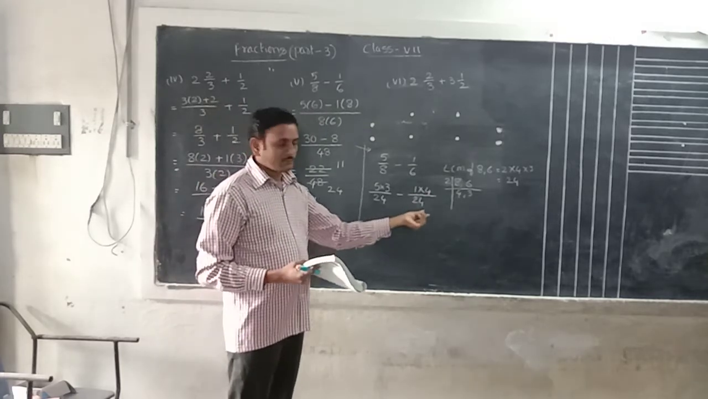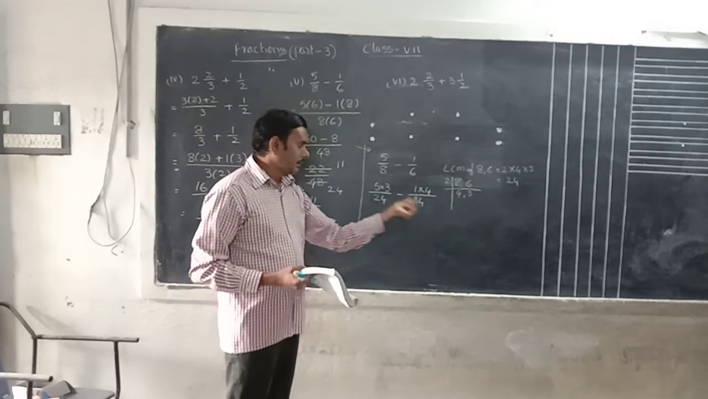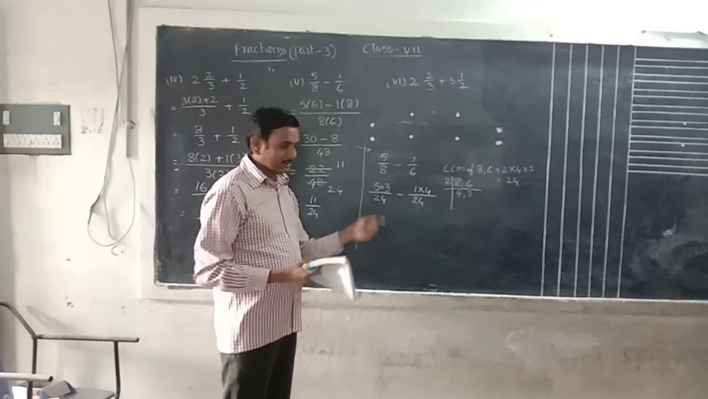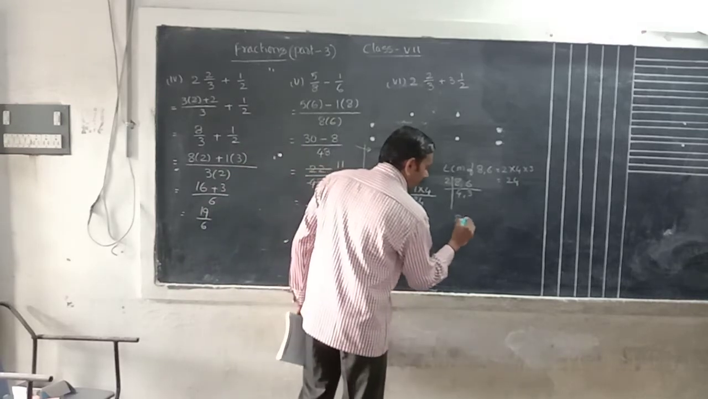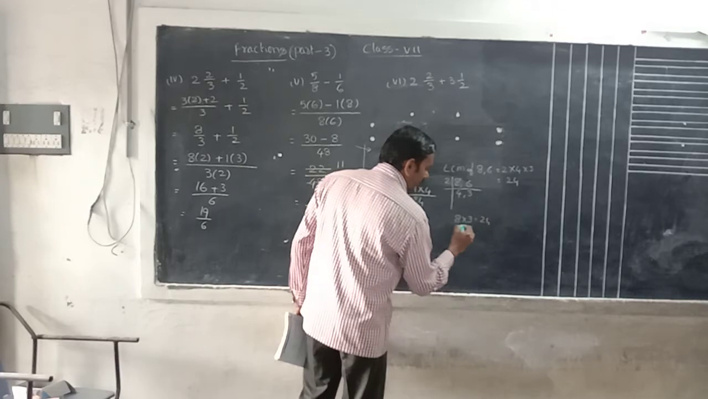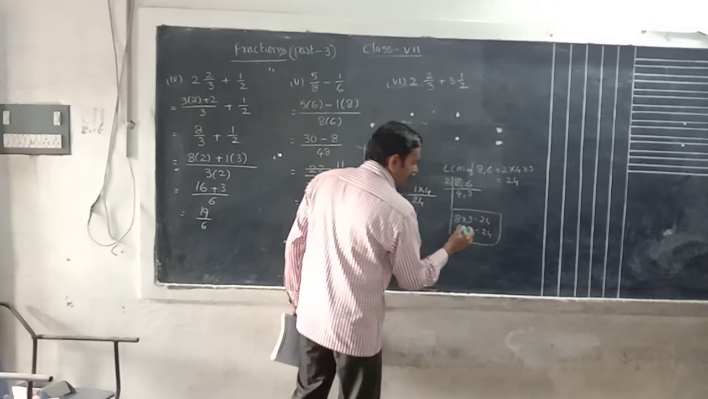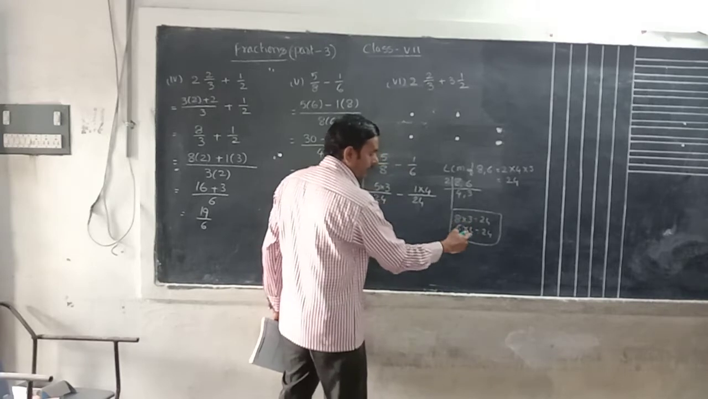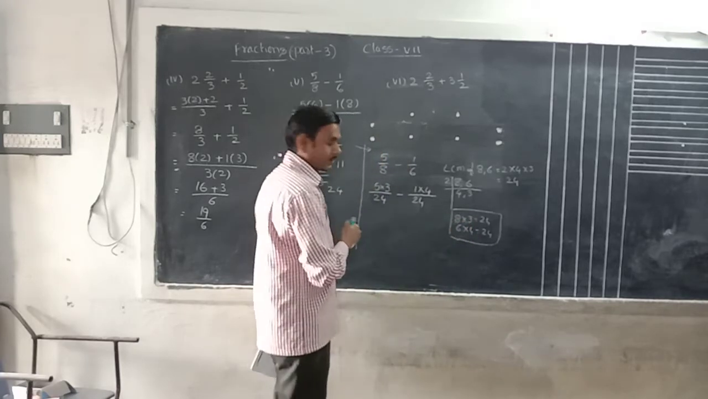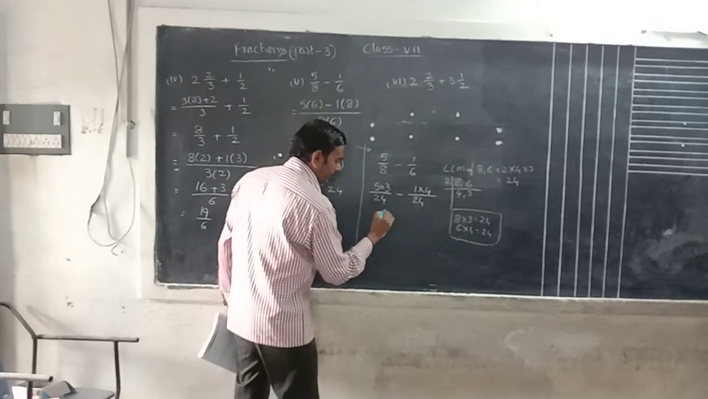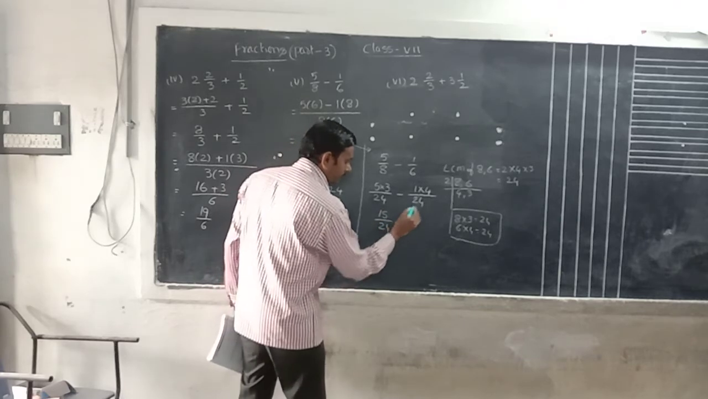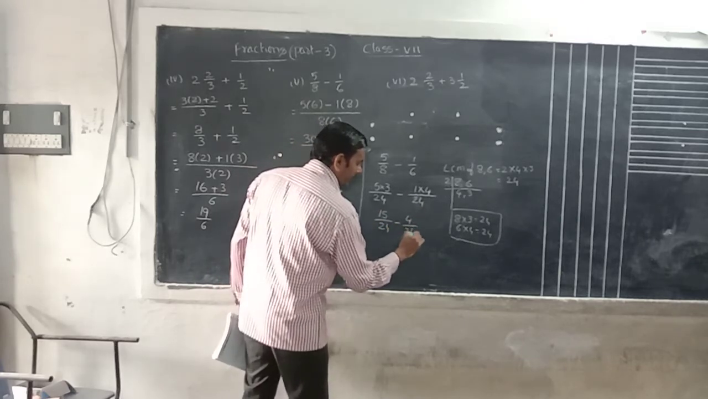Equalizing the denominators, what is the LCM? That one is written here. 8 should multiply with 3: 8 3s are 24. 6 4s are 24. This number, 3 and 4, multiplied to the corresponding numerator. 5 3s are 15, so 15 by 24. 4 1s are 4, so 4 by 24.